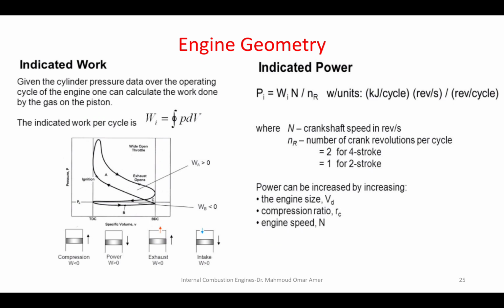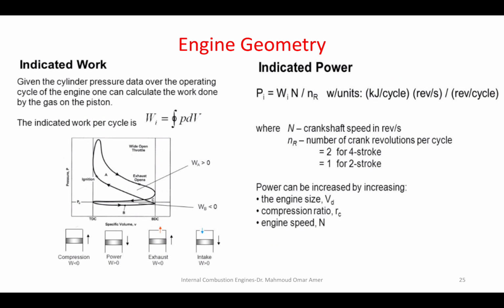How do we calculate the indicated power? Power is work per unit time. So how do we calculate the indicated work from the engine? The indicated work that occurs inside the engine is calculated from the area under the curve of the PV diagram of the engine. If you calculate the area under the curve, or in other terms, you integrate the PV diagram, you get the indicated work.